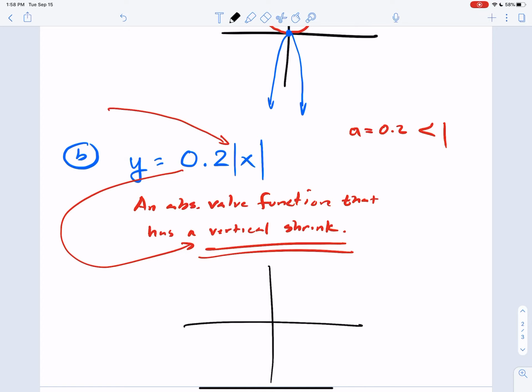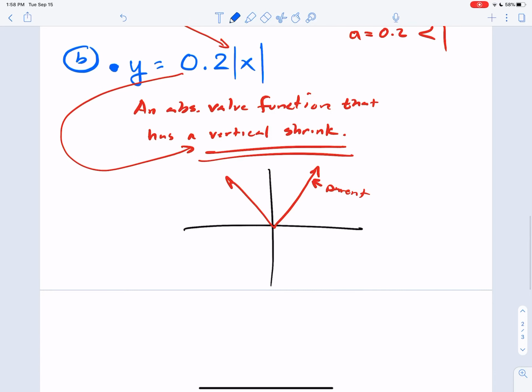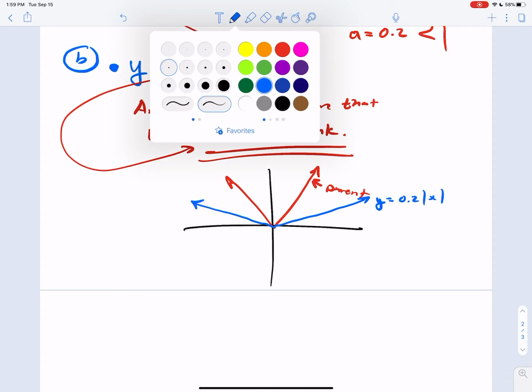The original function, the parent function here, should be an absolute value V shape. That is our parent function. And then we're going to go ahead and sketch our blue function here. We know it's going to face upwards. It's not going to face downwards because there's no reflection. But we know we have to draw something a little bit wider because the vertical shrink makes things wider. So you exaggerate. Right there is your y equals 0.2 absolute value of x. And that's it.